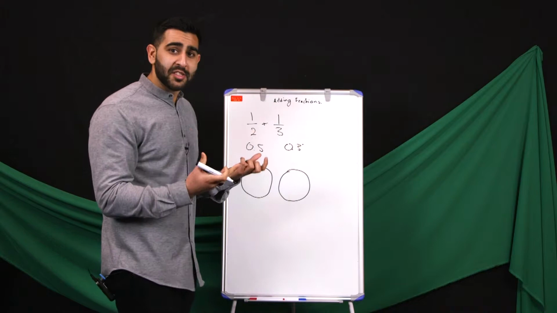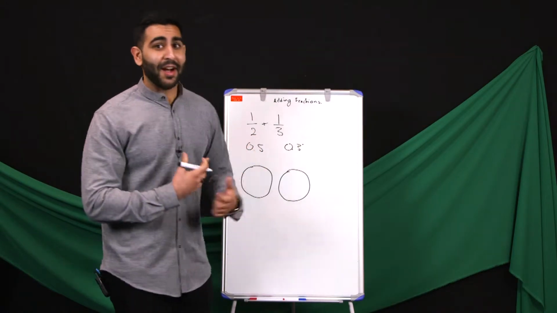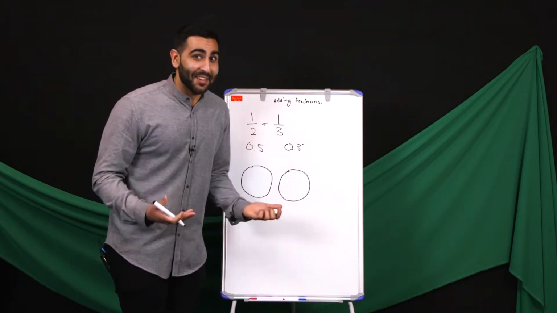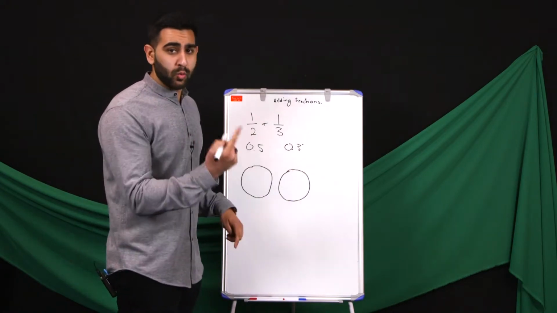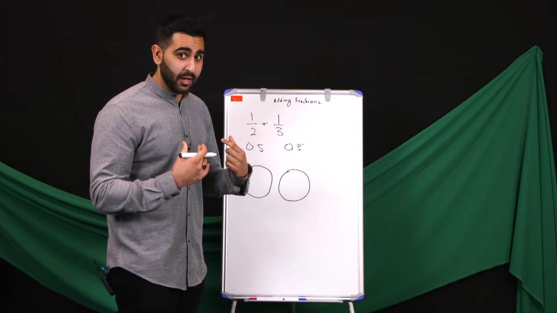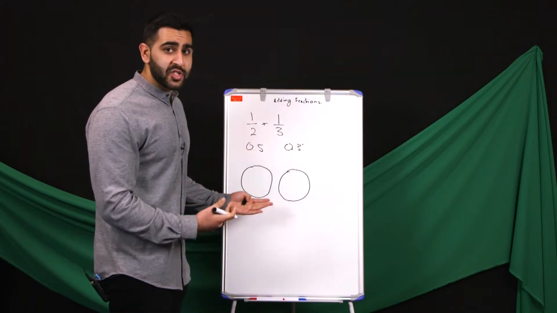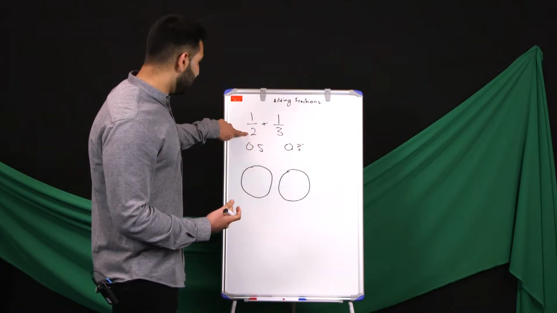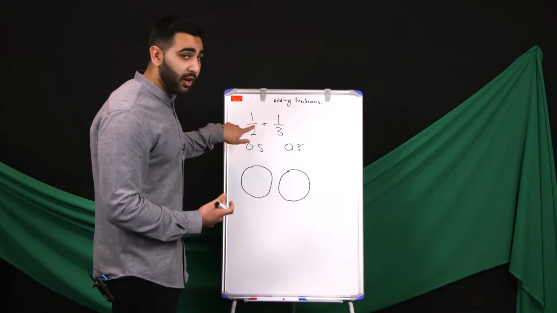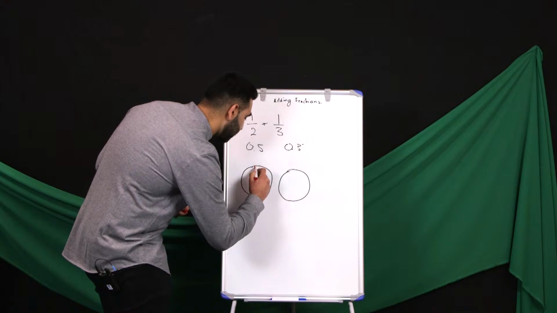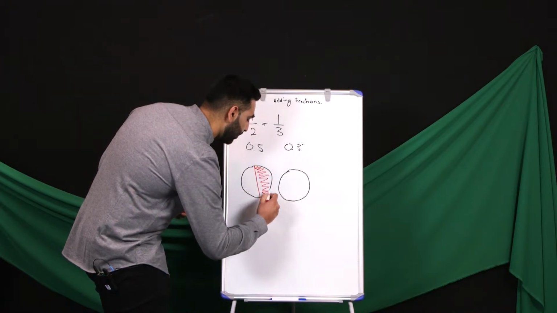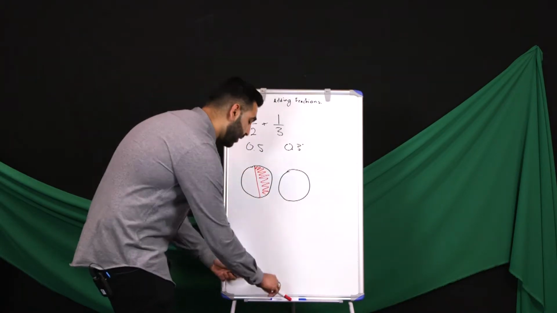So let's try to imagine what a half looks like. I like to think of pizzas because I love pizzas. If I was out with one friend, so there were two of us, myself and my friend, and we had to share the pizza in two, which means I would have to eat a half. I would eat half a pizza. So let's shade that in. So that's how much pizza I would get.